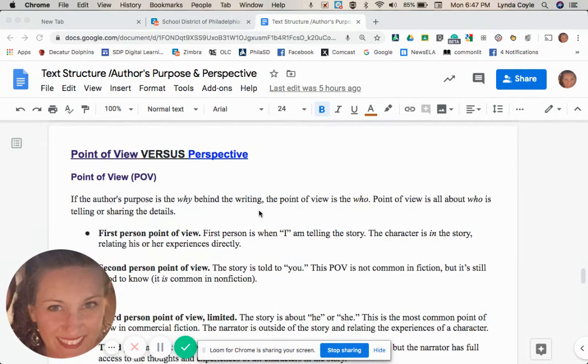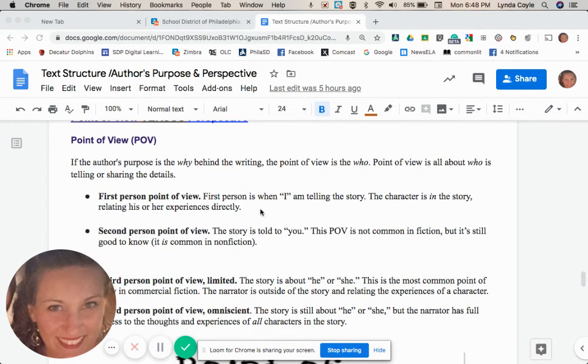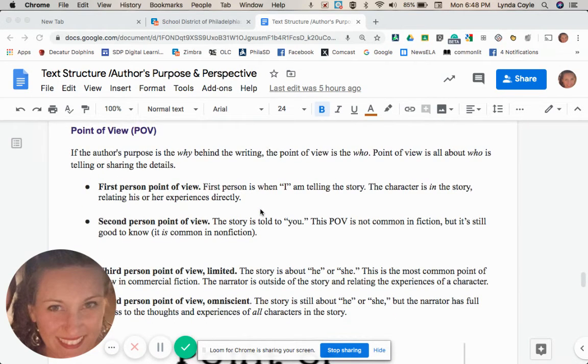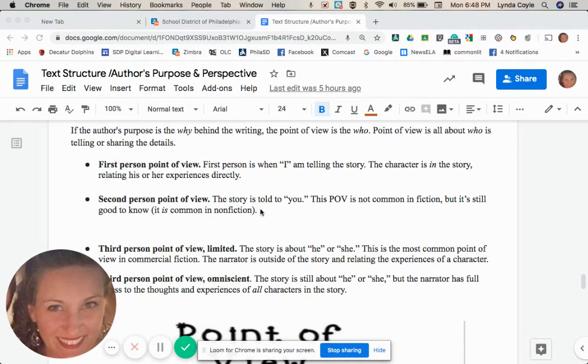Point of view. Now there's a difference between point of view and what perspective is. There's the author's point of view, and then there's an author's perspective. They're two different things. If the author's purpose is the why behind the writing, the point of view is the who. Point of view tells us about who is sharing. So first person point of view, it's the I, using the word I. Second person point of view, you're talking to someone, you're saying you.